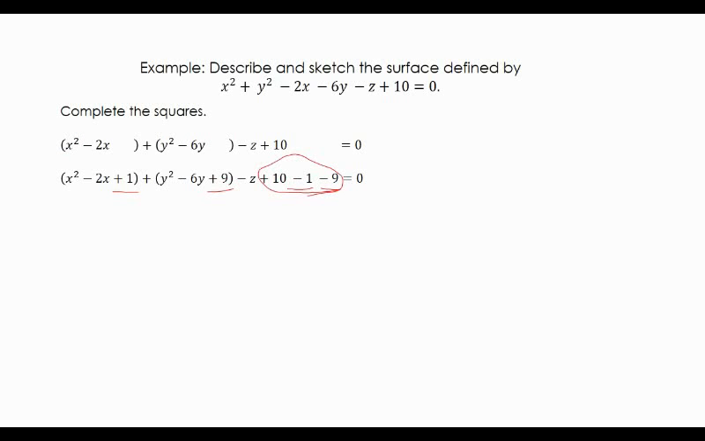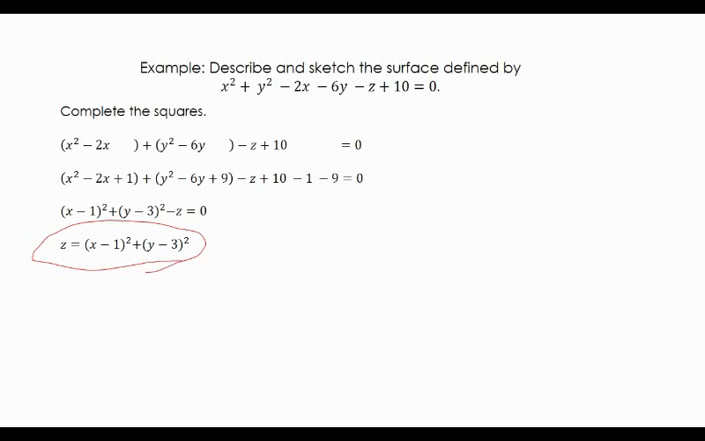Now it's pretty cool. These guys right here cancel each other, so they're just gone. These guys factor as perfect square trinomials, and you end up with something that looks like this. You can add the z to the other side, and you land at an equation like this here. Now, if we wanted to figure out what this looks like, you notice that for every z equals constant, so you pick a number for z, this will produce a circle parallel to the xy plane, that's centered at 1, 3 in the xy plane, and has a radius equal to the square root of whatever constant you picked for z to be.